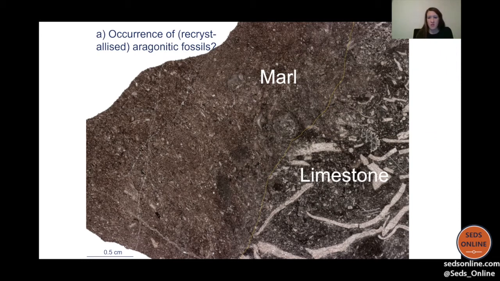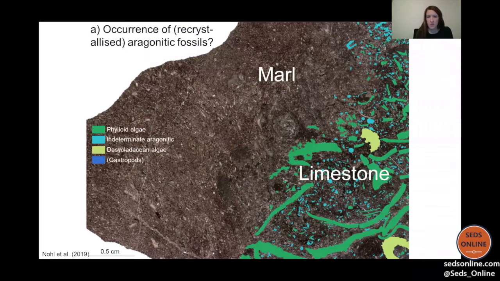But if we look at this phylloid algae, it has sharp boundaries in the limestone, and it becomes fuzzy to the marl, which is even more odd. So to make the difference between marl and limestone in terms of fossil content better visible, I'll show you the color-coded picture. And we see aragonitic fossils, but only recrystallized and only in the limestone. These are phylloid algae, some indeterminate aragonitic fossils, some dasycladacean algae, and some gastropods. But none of it is in the marl. In this highly bioturbated sediment, it's odd that none of these aragonitic fossils should have been bioturbated into the marl and brought into that sediment. So why is it only preserved in the limestone?